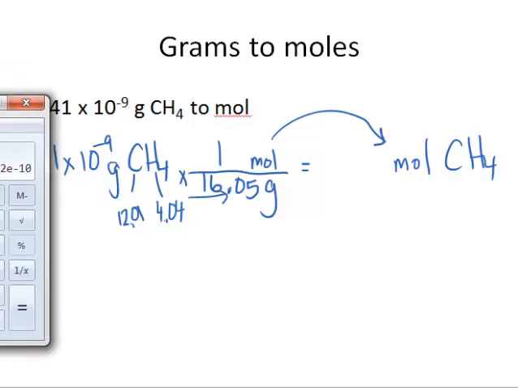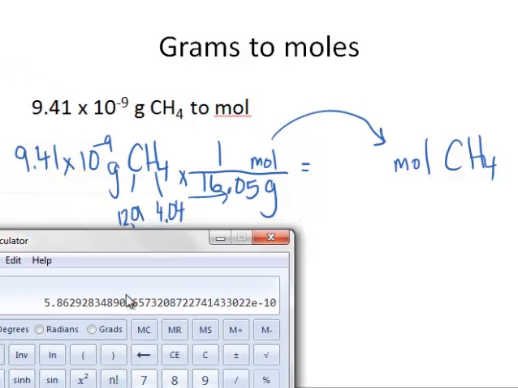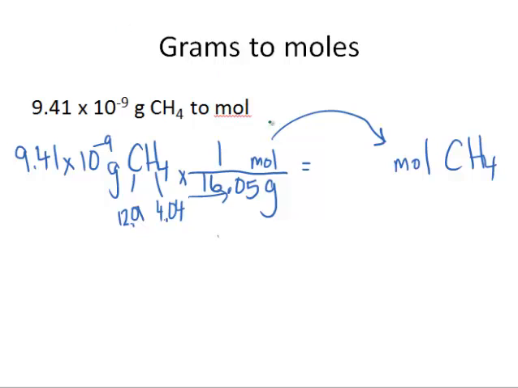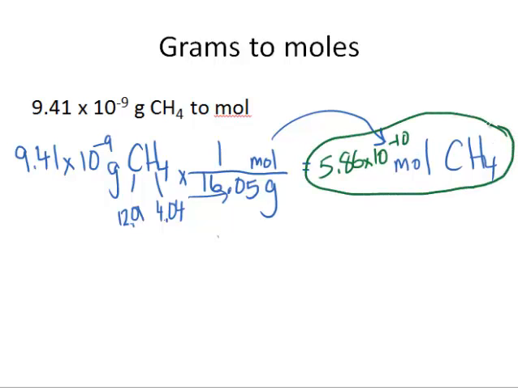Okay, so I plugged it into my calculator, and I got this answer. Obviously, we're not writing this many digits. We're writing 3 digits because it's 9, 4, and 1, 3 digits in my given. 5.86 times 10, right? The E means times 10 to the negative 10 power. 5.86 times 10 to the negative 10. 5.86 times 10 to the negative 10 moles of CH4.